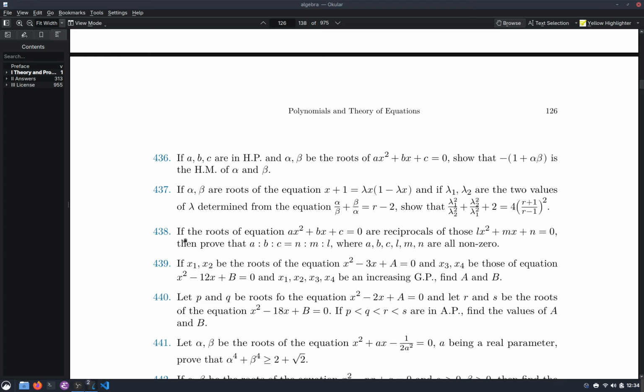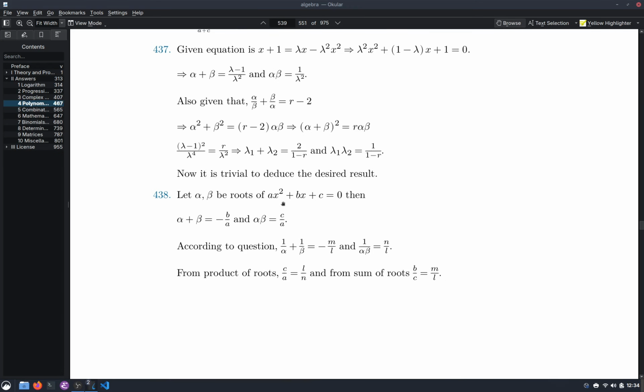Question 438 says that if the roots of the equation ax square plus bx plus c is equal to 0 are reciprocal of those of lx square plus mx plus n is equal to 0, then prove that a is to b is to c is equal to n is to m is to l, where a, b, c, l, m, n are all non-zero. So we let alpha, beta be the roots of ax square plus bx plus c is equal to 0. Then we have alpha plus beta is equal to minus b by a and alpha beta is equal to c by a. Now for the next quadratic equation, the roots will be reciprocal. So 1 by alpha plus 1 by beta is equal to minus m by l, and 1 by alpha beta is equal to n by l.